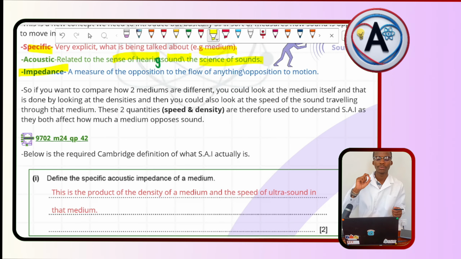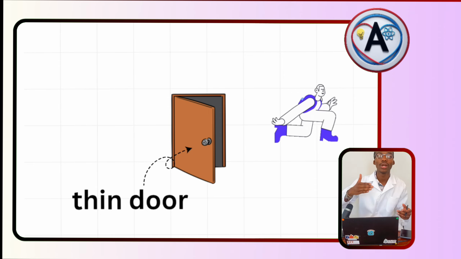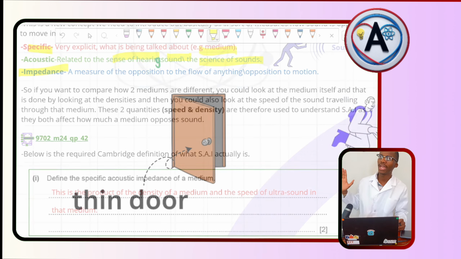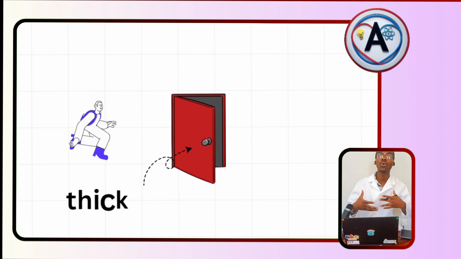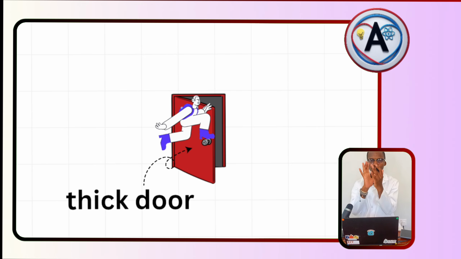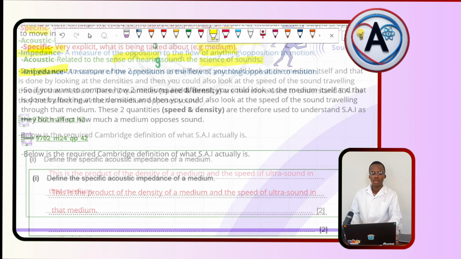So if you have a person A and you have a door and you run towards that door, if you're able to enter the door, it can be because the door is thin. The density of the door is very little. But if you're not able to pass through, it means that the door is either very dense or very thick. So the opposition to your motion is determined by the thickness of the door. In the same manner, the opposition to the motion of sound is caused by the medium itself.